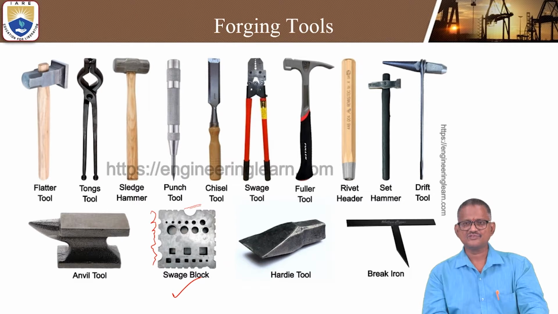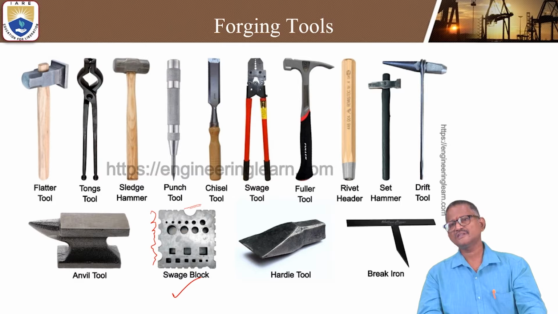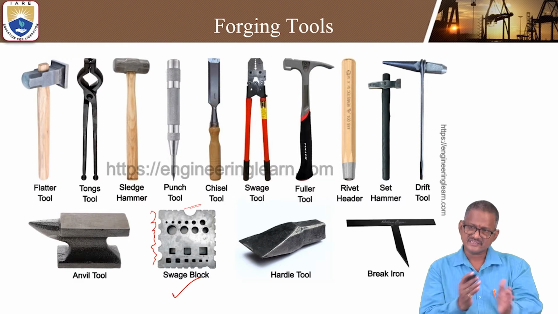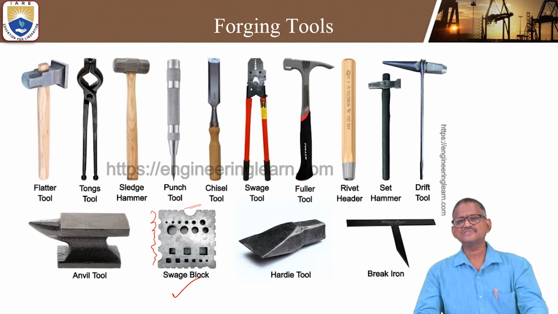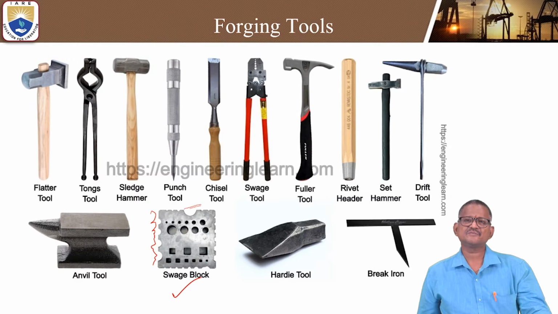This is a hardy tool also, for sharpening the workpiece. And brake iron: when you want to cut the metal, sometimes you cannot remove it with the help of the hammer, and there you can use this brake iron for separation of those workpieces. Okay, so like this, these are some of the important tools.